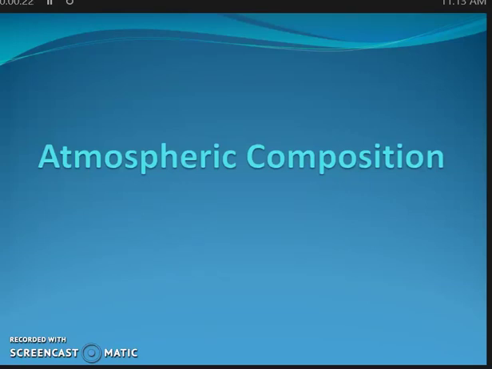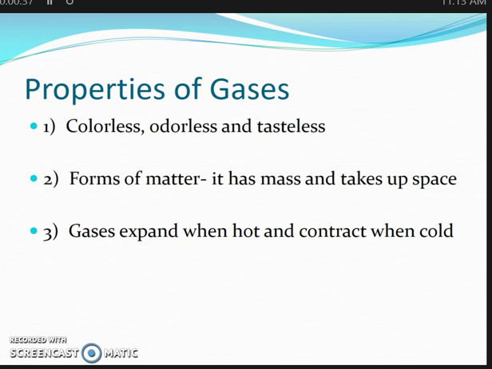Welcome to Atmosphere Notes. We are in Learning Target 3, and we're going to be learning about atmospheric composition. So we've already been learning about solids, liquids, and gases, and our atmosphere is made up of gases. So what are some properties of gases that we have? Most of our gases are colorless, they're odorless, and they're tasteless. They're all around us, you can't see them.